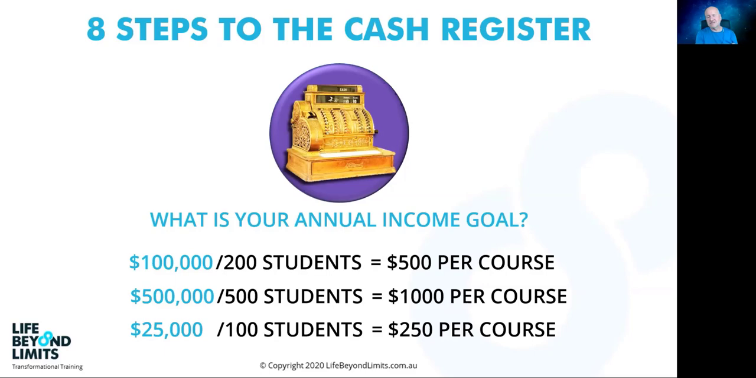So the point is really to start at the actual amount that you really want to earn from your course. And that will determine the quality of the course, the depth of the course, how many people you expect to get into the course, and that creates essentially your income. I call it 8 steps to the cash register. There are actually 8 steps involved, but essentially this is step number 1. Work out how much you really want to earn.